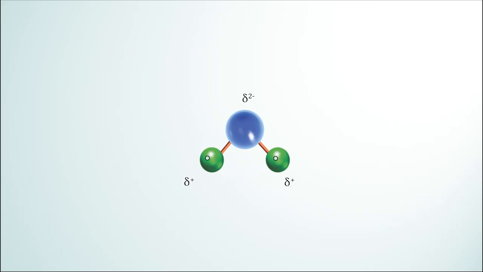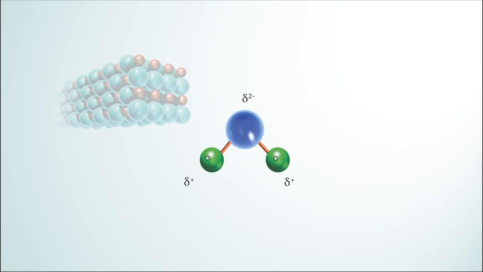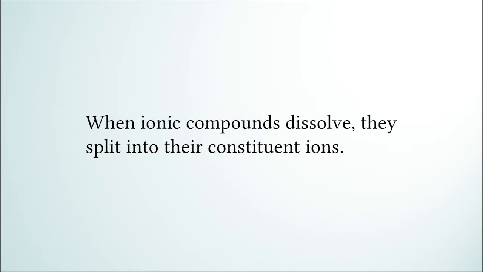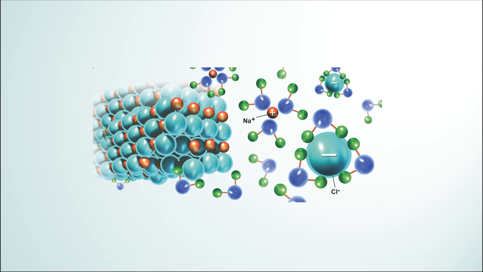Now, when an ionic compound dissolves in water, such as sodium chloride, things begin to change. Ionic compounds will split up into their individual ions. This is an important point, so I'm going to repeat it. When ionic compounds dissolve, they split into their constituent ions. So when it is dissolved in water, sodium chloride will split up into sodium ions and chloride ions. These charged ions can move about the water freely. That means they can conduct electricity.